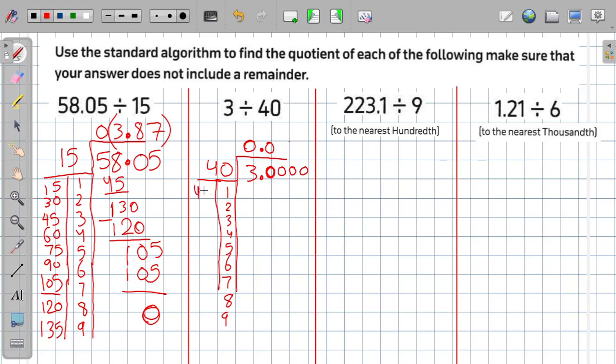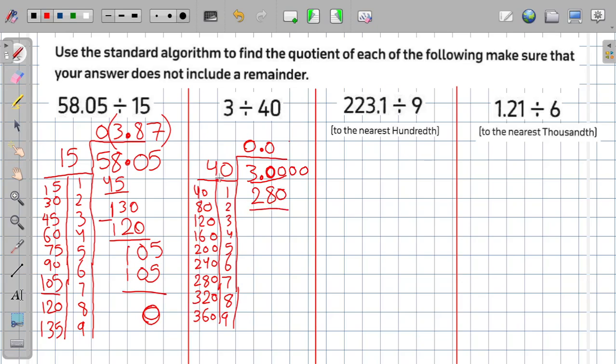1 by 40 equals 40. 2 by 40 equals 80. 3 by 40 equals 120. 4 by 40 equals 160. 5 by 40 equals 200. 6 by 40 equals 240. 7 by 40 equals 280. 8 by 40 equals 320. 9 by 40 equals 360. So I have 300. And 300 is between 280 and 320. So I will take 280.